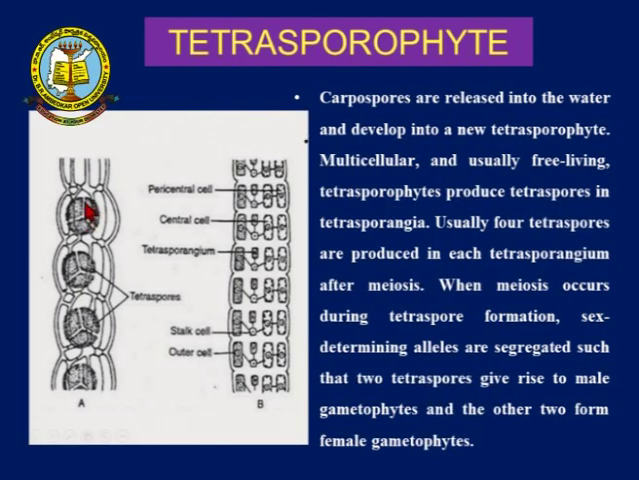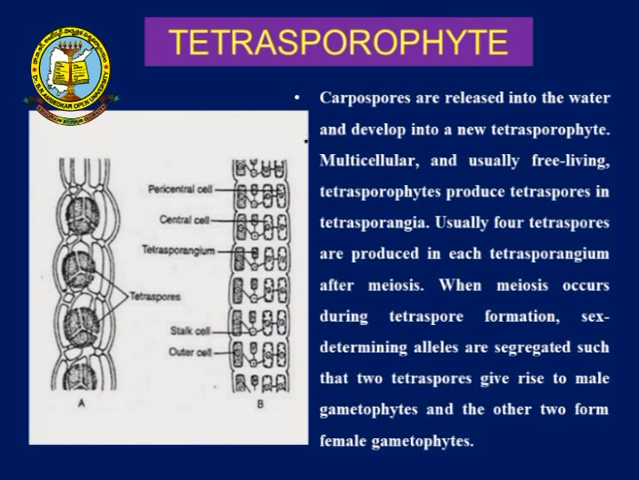Let us see the tetrasporophyte stage. Inside this thallus, a cell develops as a tetrasporangium. You can observe it in the diagram. In the tetrasporangium, tetraspores are formed. These tetraspores are developed by meiotic division. Due to the meiosis, haploid tetraspores are formed. These haploid tetraspores further develop into the gametophytic thallus.